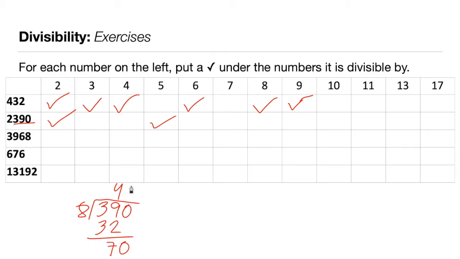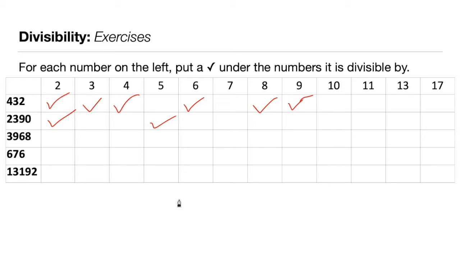7 is 9, 8 rather. 8 times 8 is 64. So what we have is a remainder of 6. So therefore, no, it's not a multiple. It's not a multiple of 8 since there's a remainder. So therefore, 2,390 is not a multiple of 8.